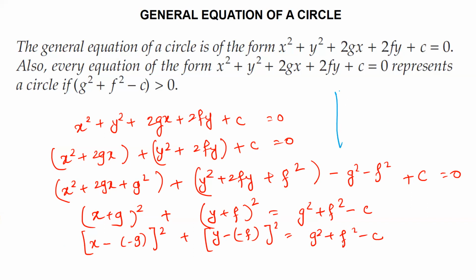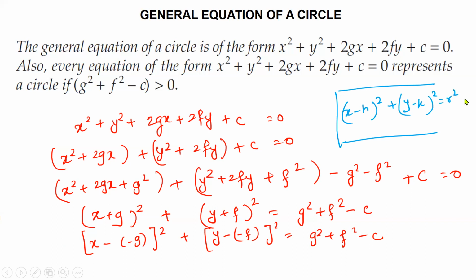So the original equation was x minus h the whole squared plus y minus k the whole squared is equal to r squared. This is the equation of a circle from the previous chapter, remember? And now we have reduced this equation into this form.